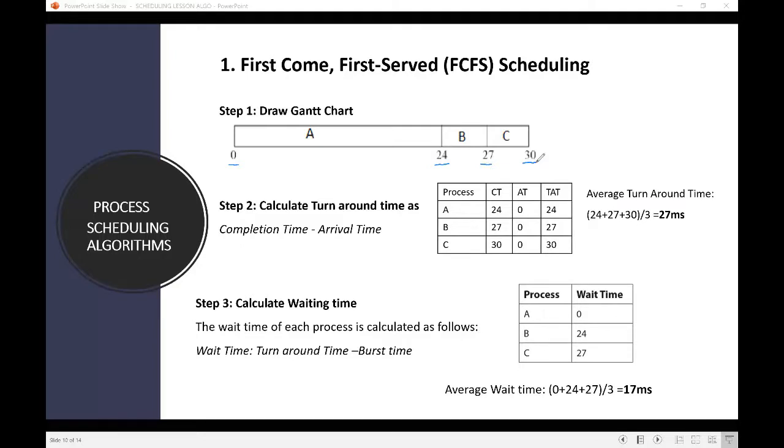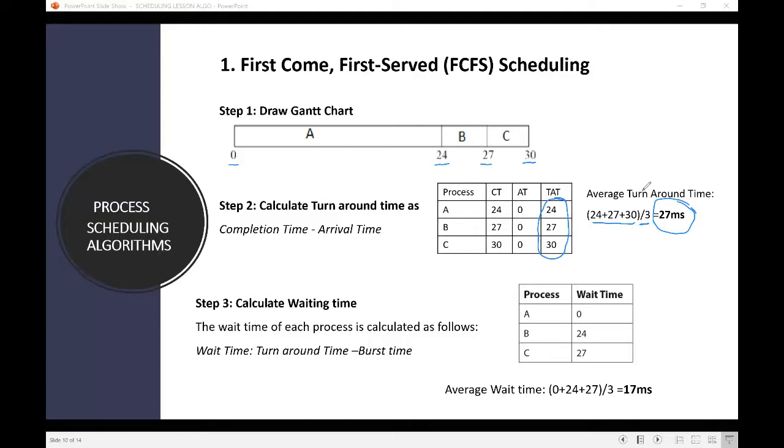Then after having your TAT, now you can calculate average turnaround time by taking the TAT for each process. You sum them up, then you divide by the number of processes, and we'll find that the average TAT is 27 milliseconds.